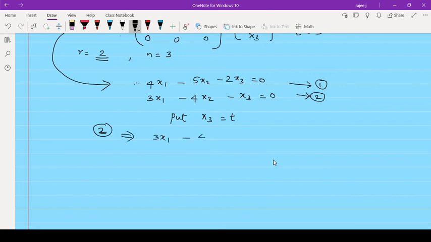3x1 minus 4x2 minus t equal to 0. From here you will get one equation, and equation number 1 will become 4x1 minus 5x2 minus 2t equal to 0. Now we can solve this equation.